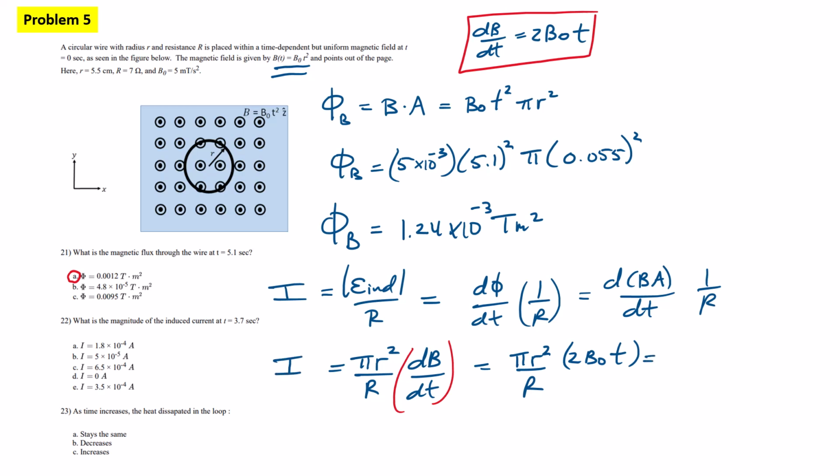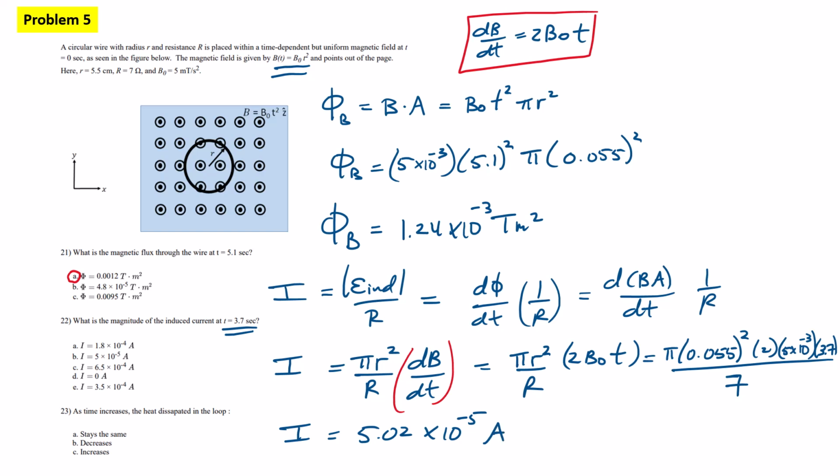Now we can go ahead and substitute in all our values. We have pi, 0.055 for the radius. I have that number 2. The B0 term for us was, again, 5 times 10 to the minus 3. And now I need the time. I'm looking at a different time than the previous problem. The time here is 3.7. Now I have to divide this entire thing by the resistance of that loop, which is 7 ohms. All right, at the end, if you substitute in all the values, I think you should get something like 5.02 times 10 to the minus 5. That should be measured in amps because we've been working in SI units throughout the entire problem. So that looks like choice B is the best answer for that.